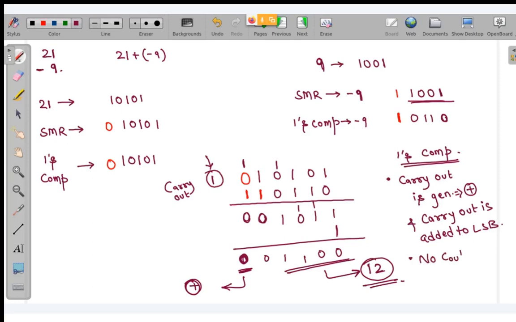No carry out generated implies a negative number. If carry out is not generated, it implies a negative number. So note this down very quickly. After this, I am going to show you one more example, and after that I will end the session today.